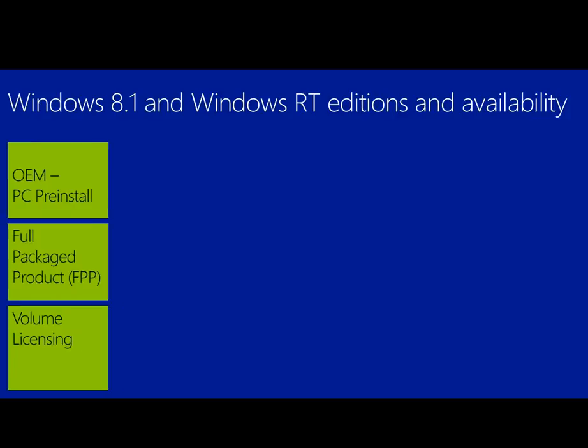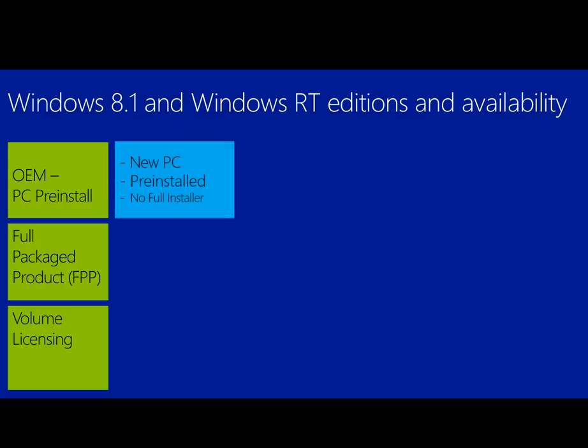First, we will talk about the Windows 8.1 editions and availability. Windows 8.1 is available through OEM, Original Equipment Manufacturer, FPP, Full Package Product, and Volume Licensing. OEM is for new PC only, and it's pre-installed. It means the operating system is already installed once you get the machine, and it doesn't come with a full installer. So that's the reason why you cannot install the operating system separately with OEM.